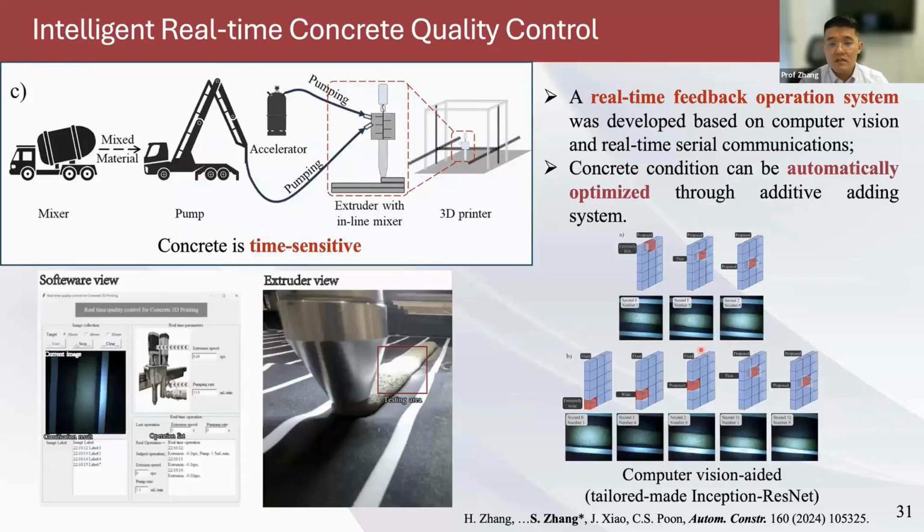And we also integrate AI, computer vision, into the process. This is a schematic illustration of how concrete is delivered to the nozzle. First there is the mixing process, then pumping, and then to the nozzle and extruded out. The concrete is printed layer by layer, so the time interval between the bottom layer and upper layer can be very long, ranging from 5 minutes, 10 minutes to even 20 minutes.